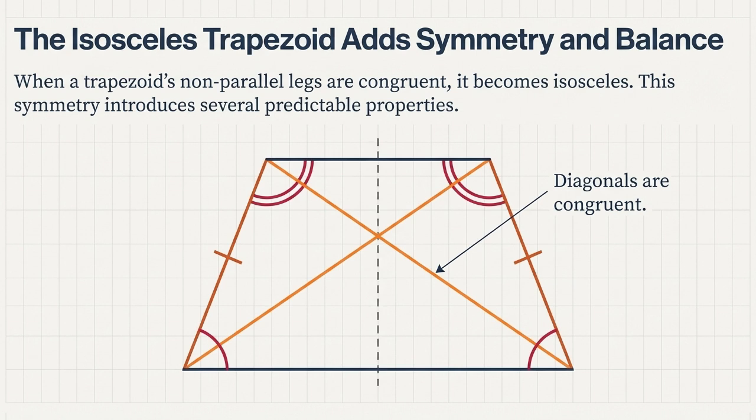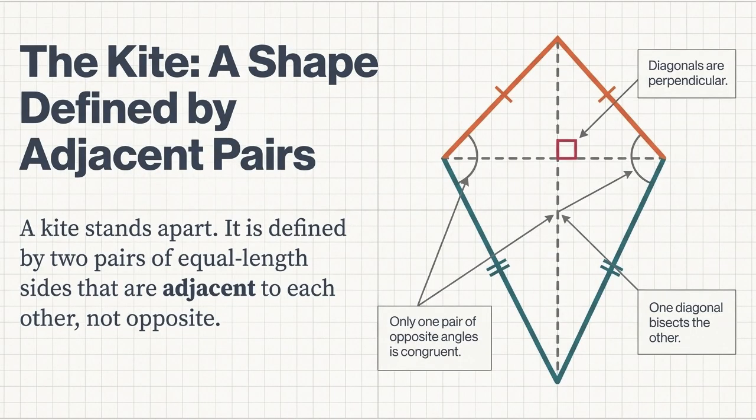All right, last but not least, let's meet a really unique character in the quadrilateral world, the kite. The kite is like that distant, eccentric cousin that shows up to the family reunion, and you're not quite sure how they're related to anyone because they just play by their own rules.